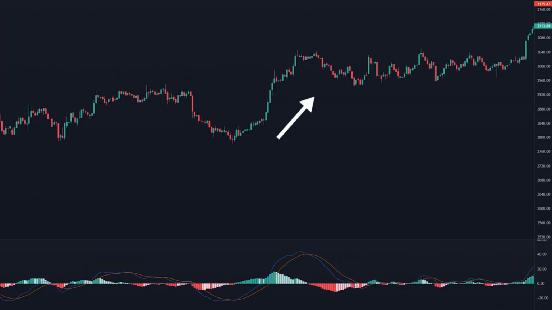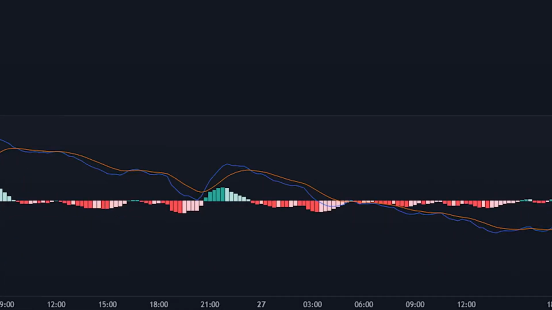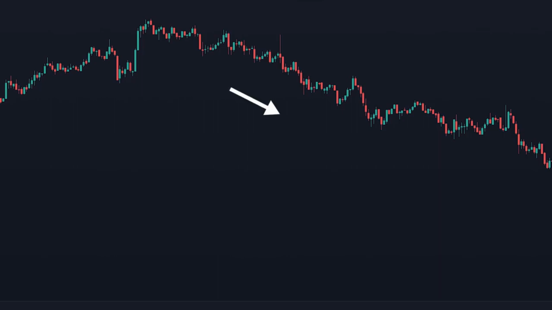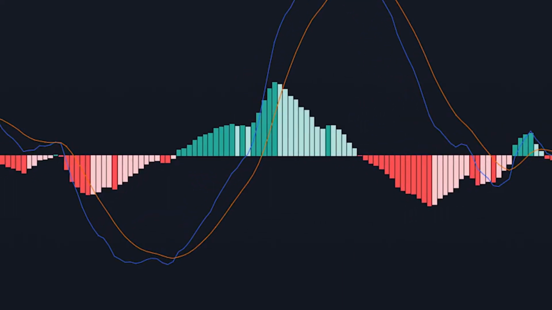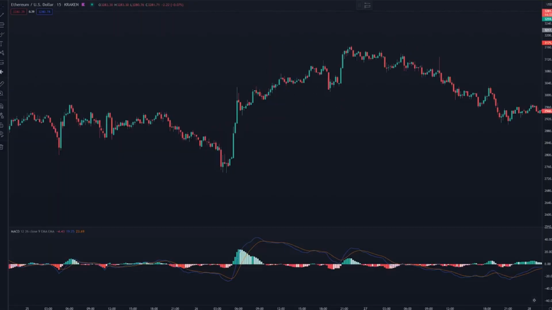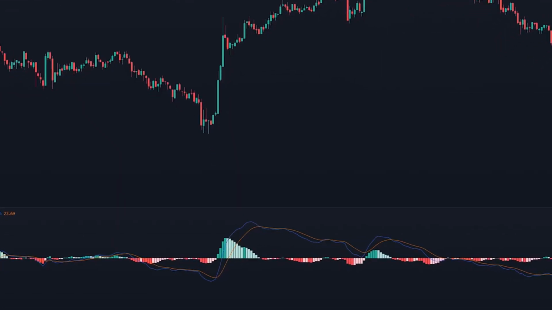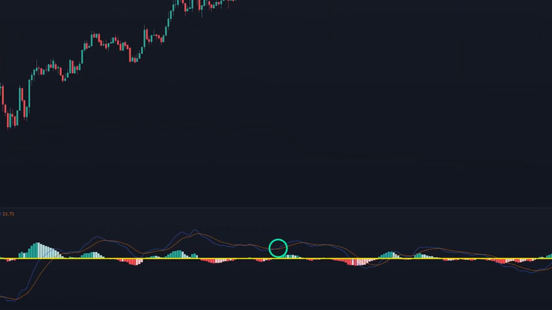You can also use the histogram to indicate how much momentum there actually is. So if the histogram is getting bigger, that means there is an increase in momentum. If it is getting smaller, there is a decrease in momentum. So how you want to use this indicator is by entering when the lines cross upward, but only if they cross below the zero line. If they cross and it's above the zero line, you wouldn't enter a trade. It's the same thing with shorting. You only enter a short trade if the lines are crossing downward and it is above the zero line. So as you can see, this indicator is extremely easy to use.